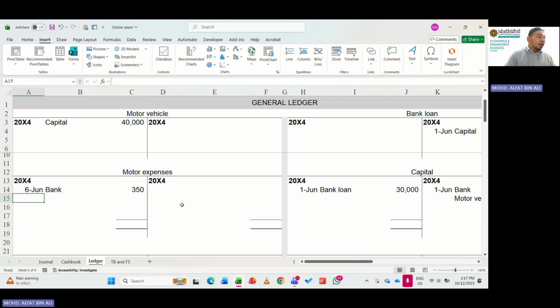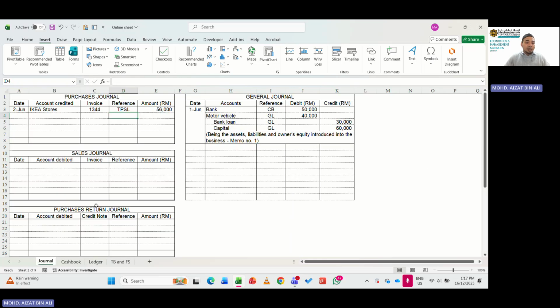7 June, delivered cardboards to Aiman on account, 1,200 ringgit. So we deliver our product to Aiman. On account means on credit, so it is a credit sales transaction. Where do we record credit sales transactions? It will be recorded in the journal, right?